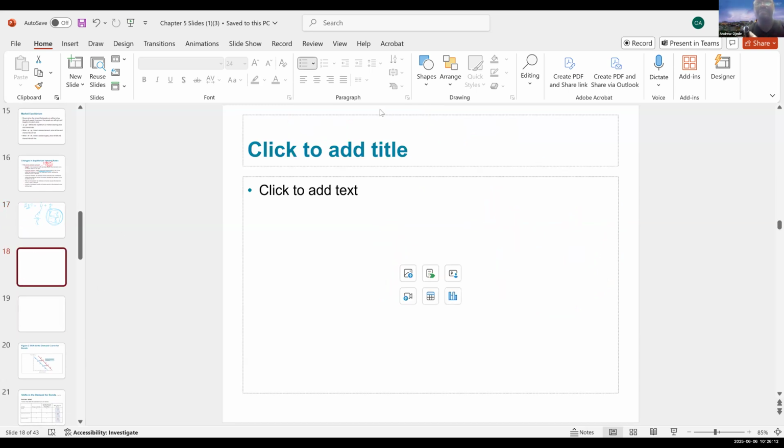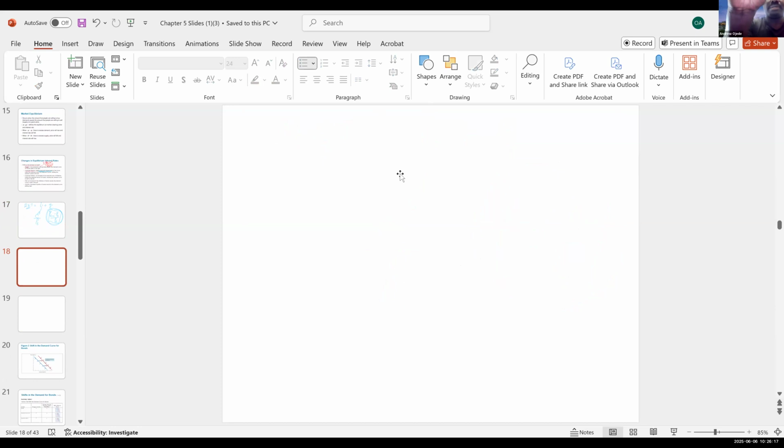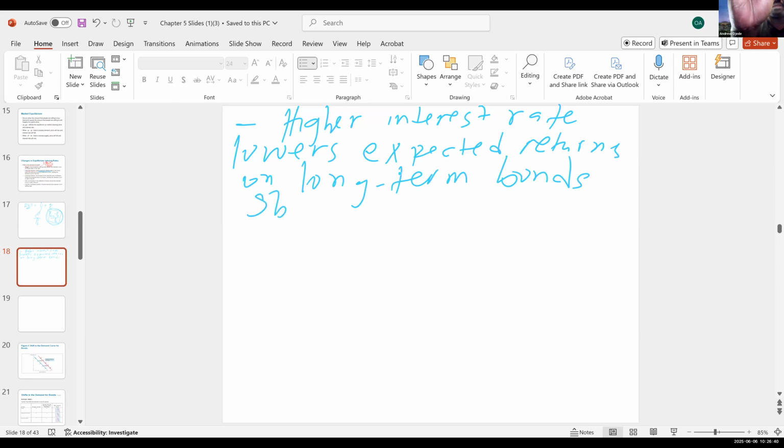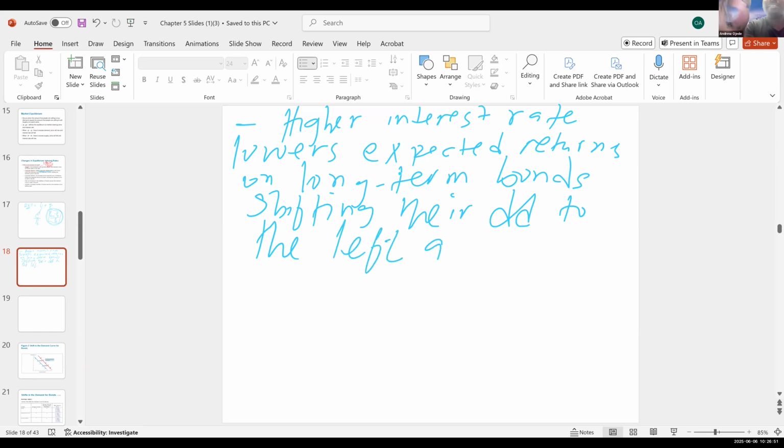So that means we're going to say that a higher interest rate lowers expected returns on long-term bonds, shifting their demand to the what? Shifting their demand to the left. Because if the return is falling, nobody wants to buy those bonds. Demand shifts to the left. And vice versa.